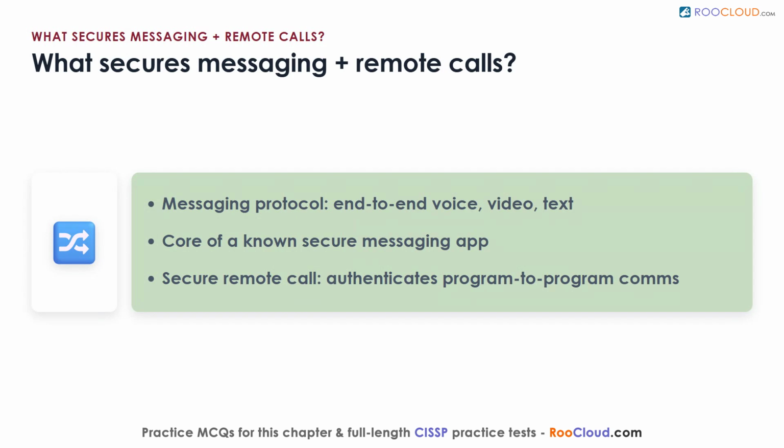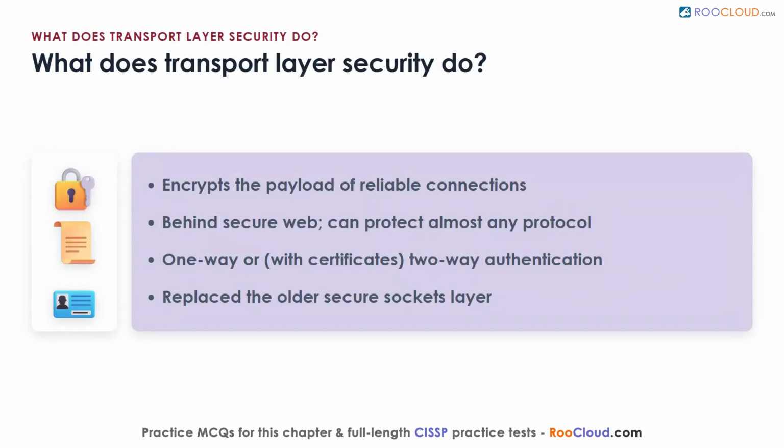What does transport layer security do? It is the workhorse encryption protocol that secures traffic at the transport layer by protecting the payload of reliable connections. You know it best as the encryption behind secure web browsing, but it can protect almost any application layer protocol. It supports secure client-server communication across an untrusted network, blocking tampering, spoofing, and eavesdropping. And it offers one-way or, with certificates, two-way authentication. Because it can sit as the first payload of a connection, it can wrap everything above it. And importantly, it replaced the older, now retired secure sockets layer.